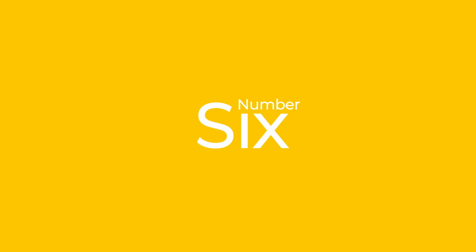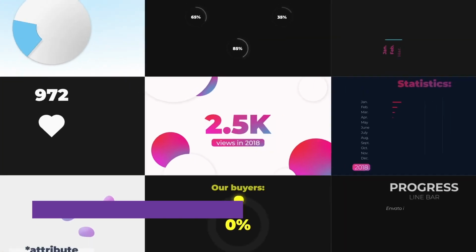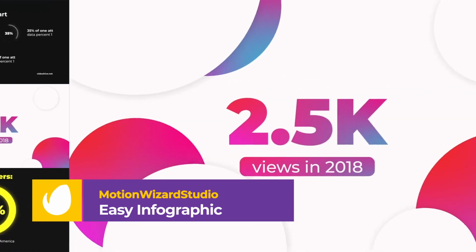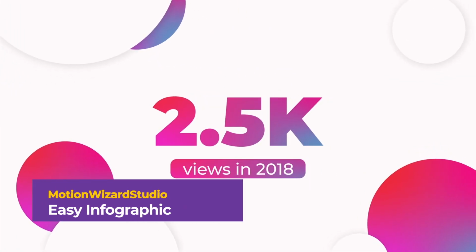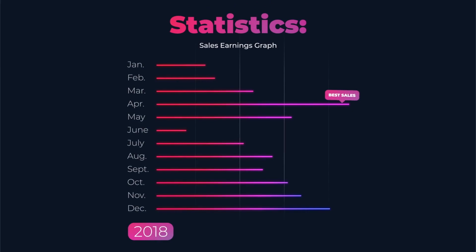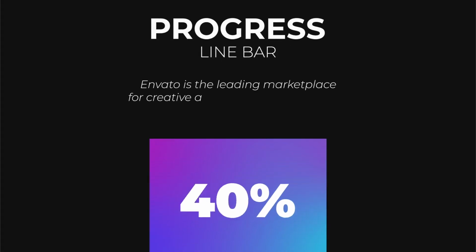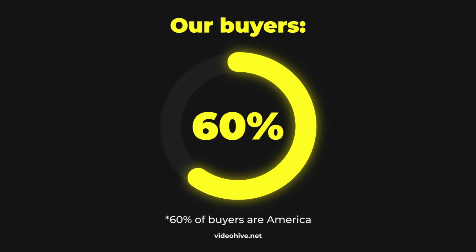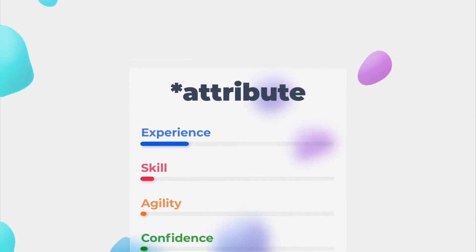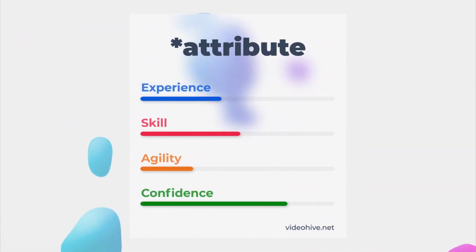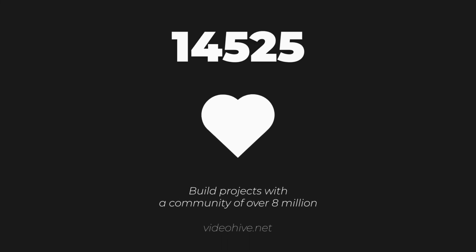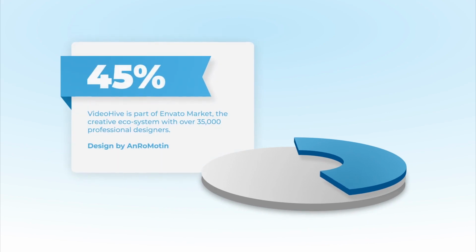Number 6. Beautifully on Trend, Easy Infographic by Motion Wizard Studio meets the moment with simple, punchy infographics that focus on large, clear text and feature gradients. This pack is offered in both After Effects and Premiere Pro versions, with all animations feeling modern and incredibly smooth. It comes with a great range of graphs and templates for highlighting statistics, and it's incredibly eye-catching.